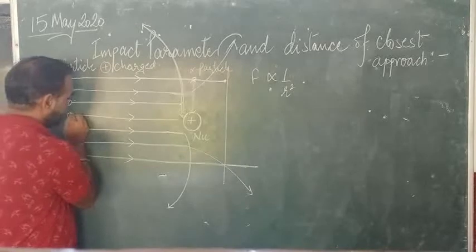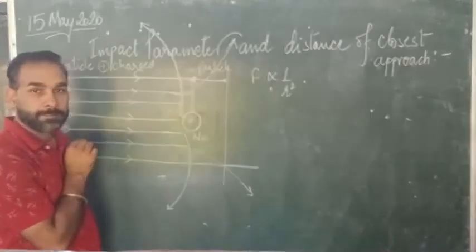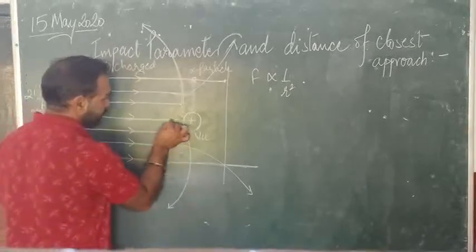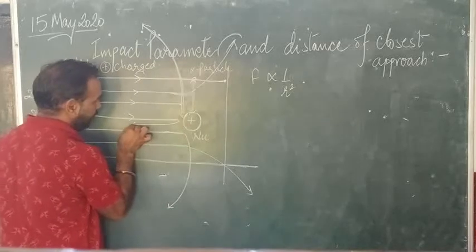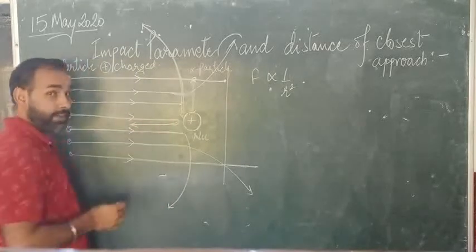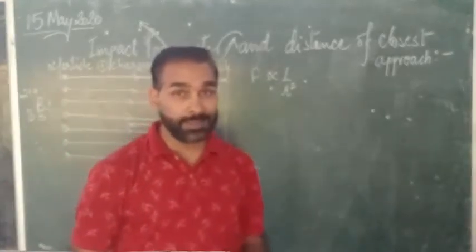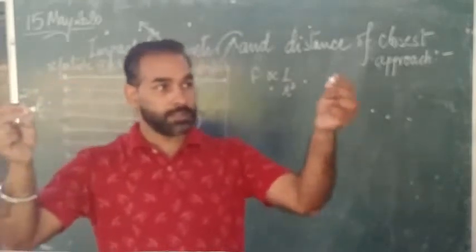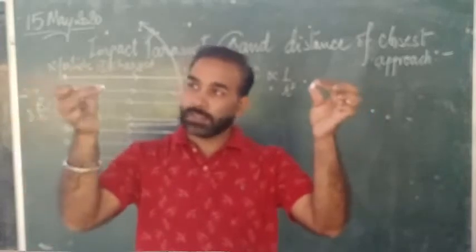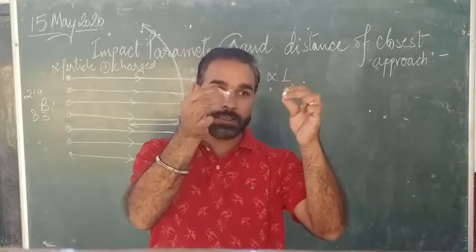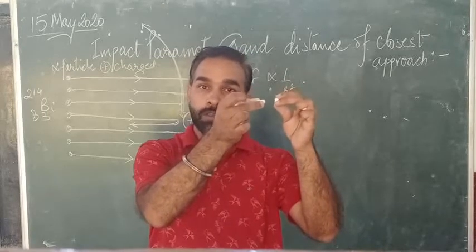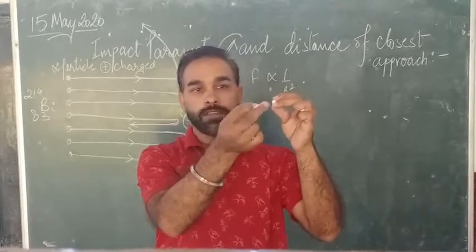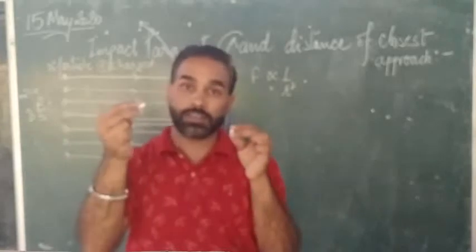Now what happened to this? A few of the alpha particles rebound back. It will go back, it will not hit, because both are positive. This is the alpha particle, this is the nucleus, this is also positive, this is also positive. The alpha particle is coming, coming, coming, and at the maximum closeness where it can experience the Coulombian force, it stops here and turns back. It cannot hit because it is positive, and the nucleus is also positive.